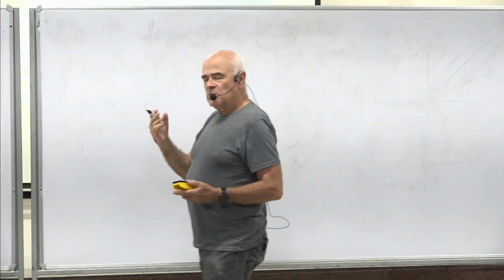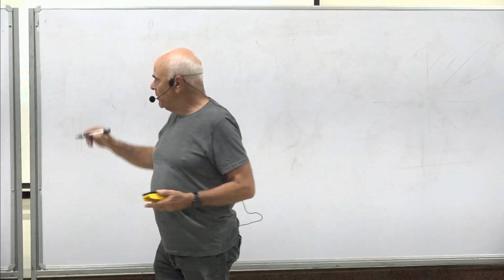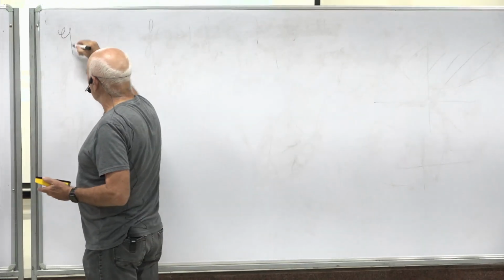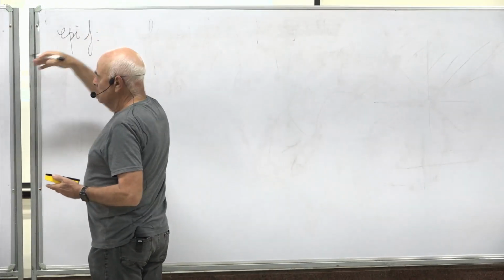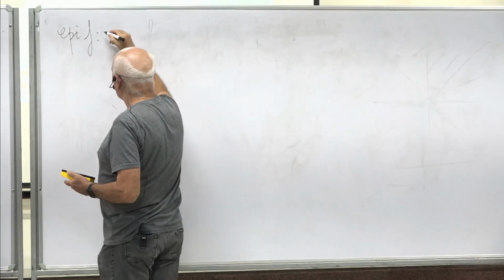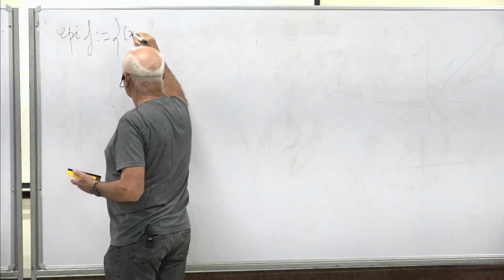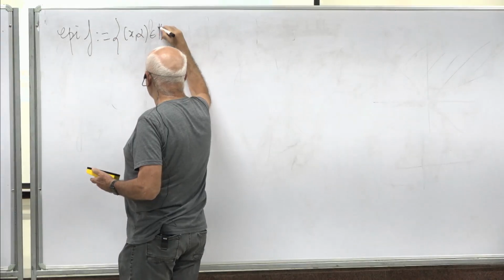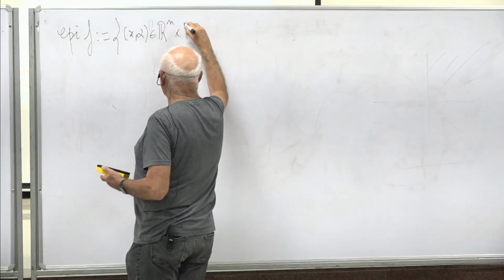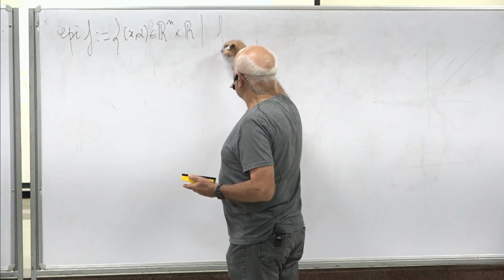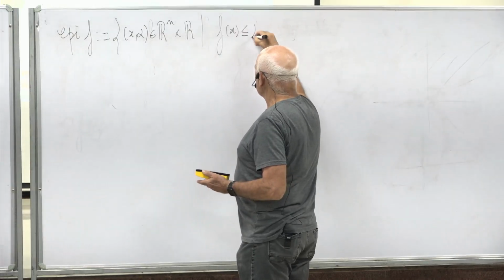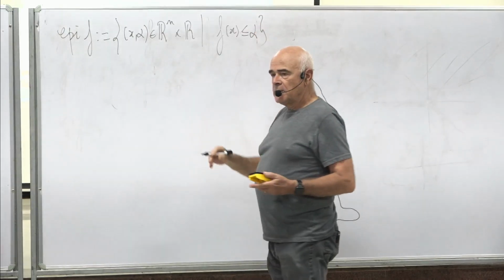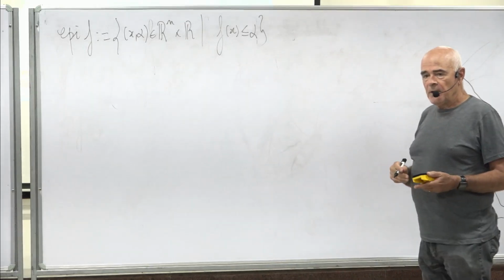I'm not sure if I formally defined the notion of the epigraph, so it's time to do so. The epigraph of f, a function defined on Rn, is the set of (x, alpha) in Rn cross R such that f of x is less than or equal to alpha. So everything which is above the graph of the function.